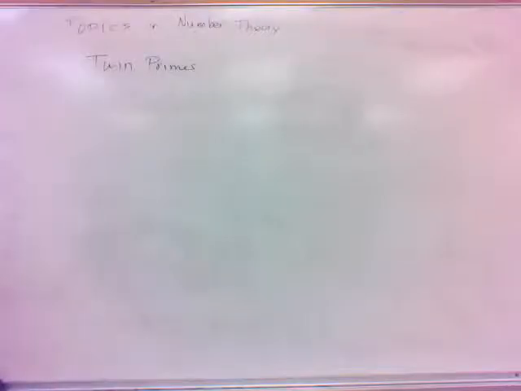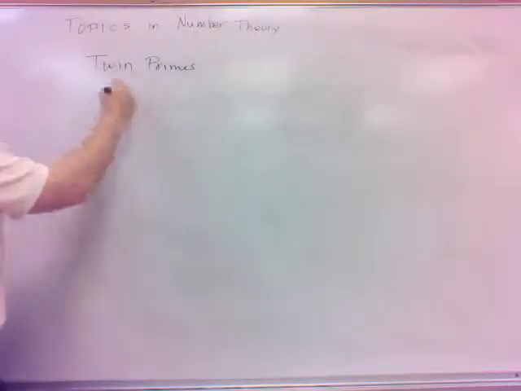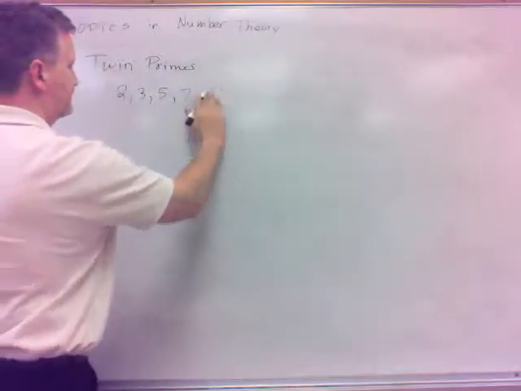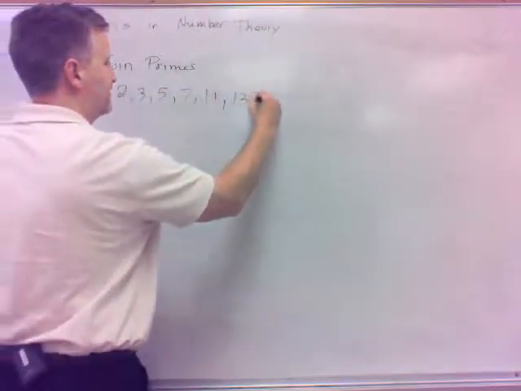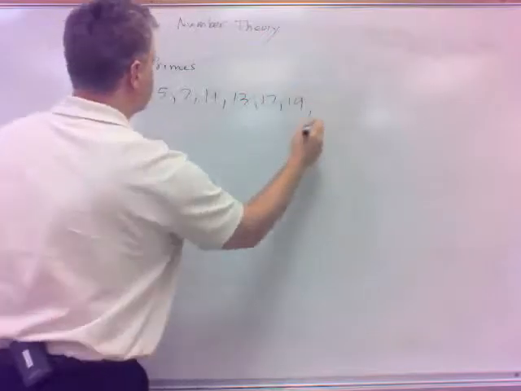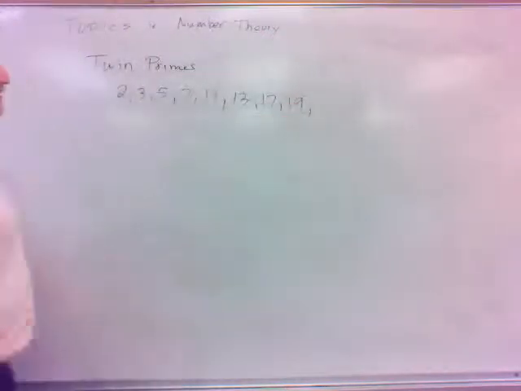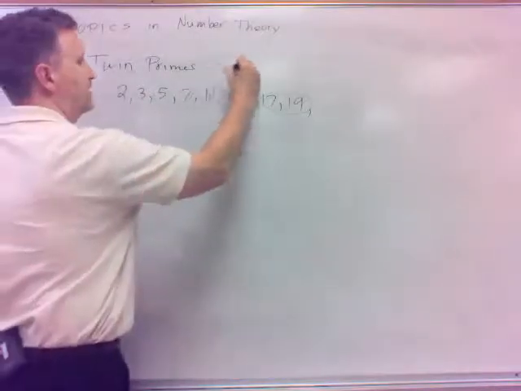If you go through the prime numbers, 2, 3, 5, 7, 9, 9's not prime, 11, 13, 17, 19, you just see a lot of these primes grouped together like that that are different by just two numbers. And we kind of explored that a little bit last time. But anyway, they do give a name to that phenomenon, and that is twin primes. Twin primes are just simply primes that differ by 2.